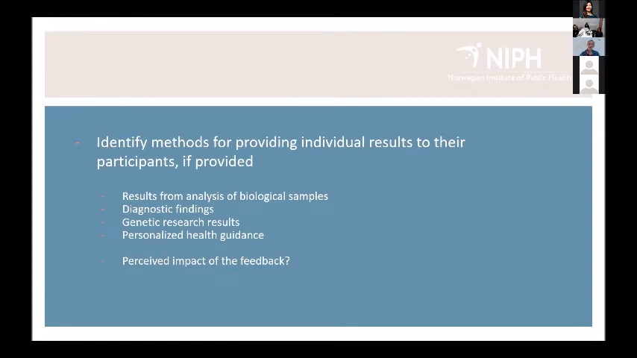We will also identify methods for providing individual results to participants in the case these are provided. And Shona gave us a very good example today of how it can be done. So when we're talking about individual results, it may be not only genetic research results, but also results from analysis of biological samples, clinical assessments, diagnostic findings, or even personalized health guidance if any cohorts are doing this. And we are very interested in looking at what is the perceived impact of the feedback, not only for the researchers, but also for the participants.